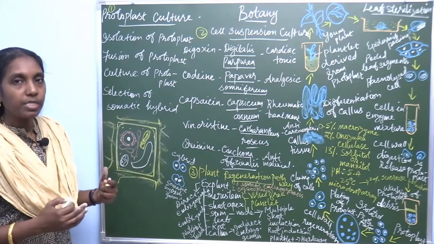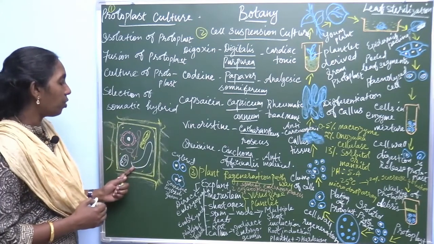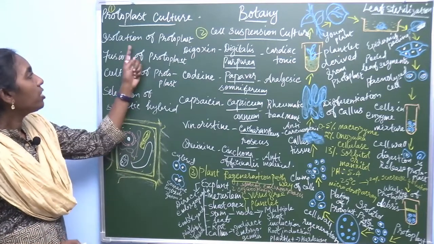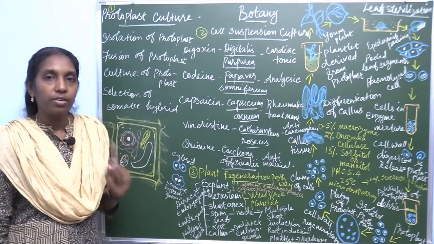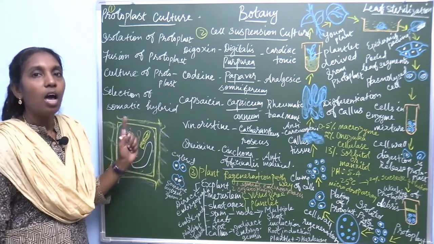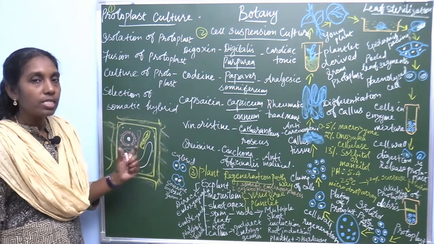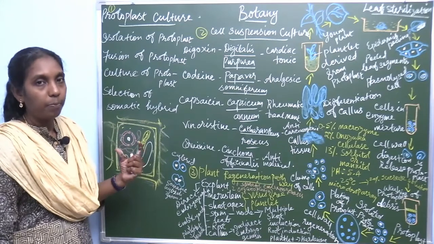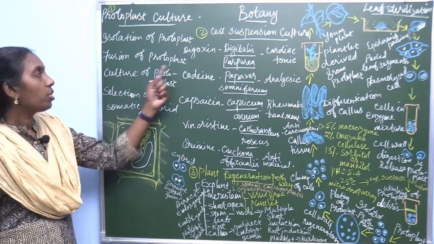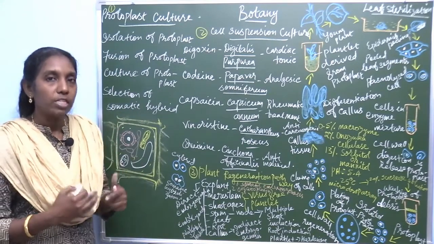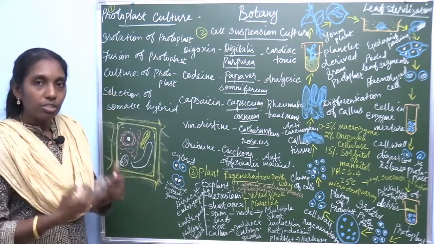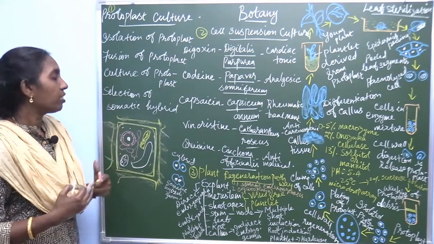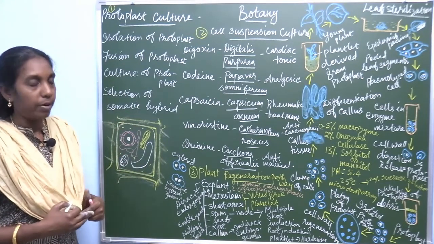There are few steps involved in the culture of protoplast. They are isolation of protoplast. The first step involved in this is isolation. First we have to isolate this protoplast from a part of the plant. Then fusion of the protoplast. Allow this protoplast to fuse, culture this protoplast, and selection of somatic hybrid.